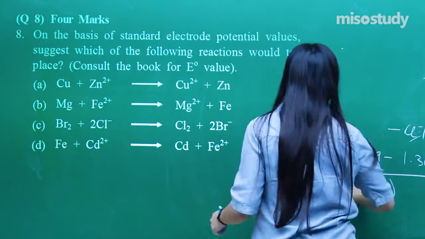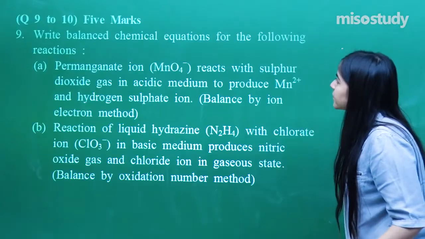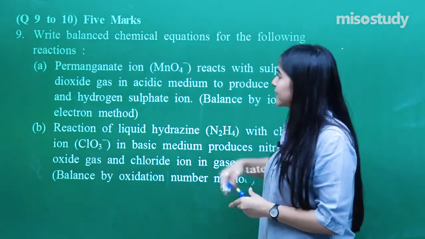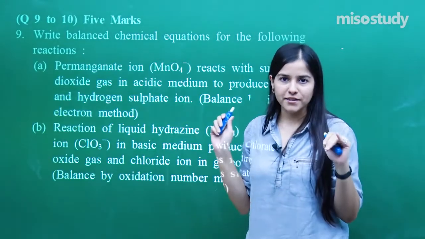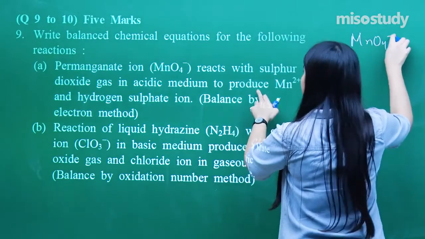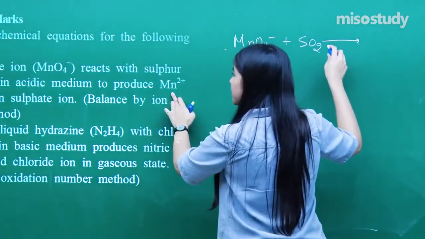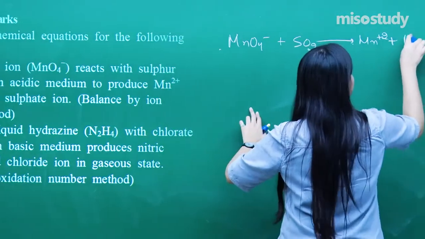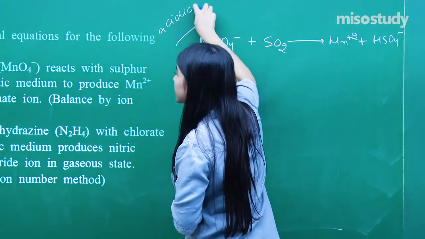Now let's move on further to the next reaction. Next question, question number 9. Now the balancing part. We are not going to balance it over here. I'll just write down the equations and give you the idea of how the process takes place. You have to do it on your own. So permanganate, MnO4 negative, reacts with sulfur dioxide gas, giving Mn plus 2 plus hydrogen sulfate, HSO4 negative ion. And this particular reaction will take place in the acidic medium, right?